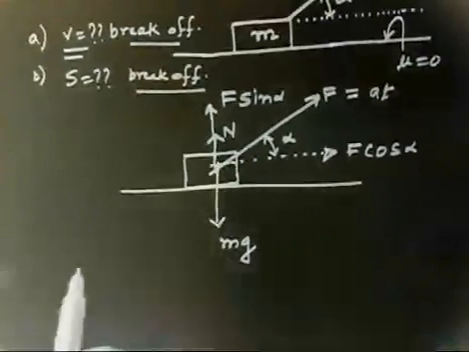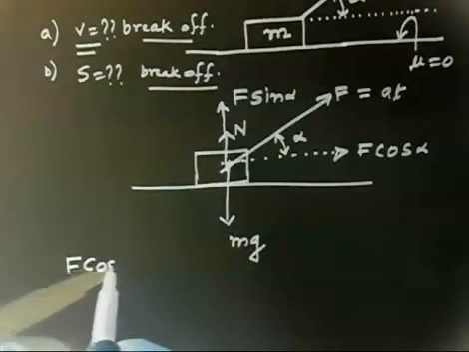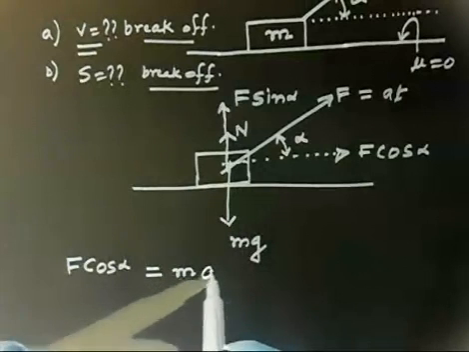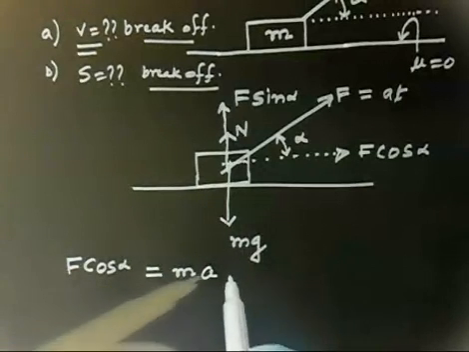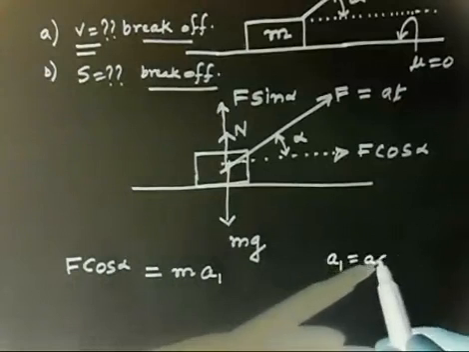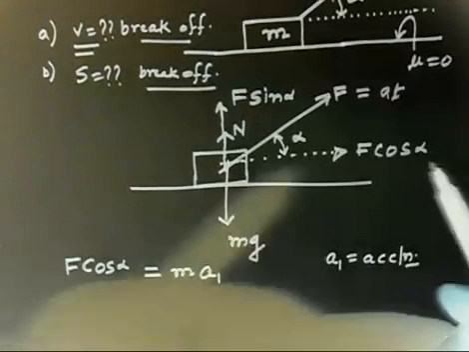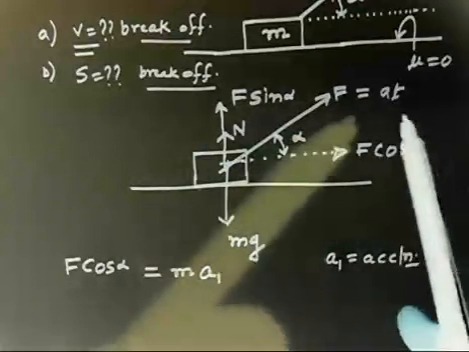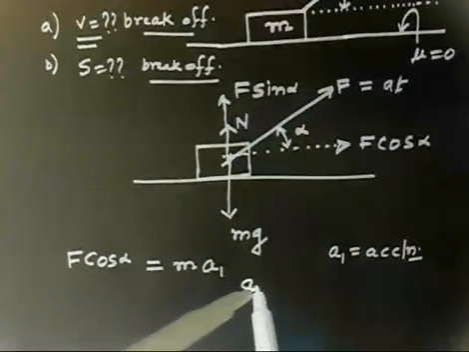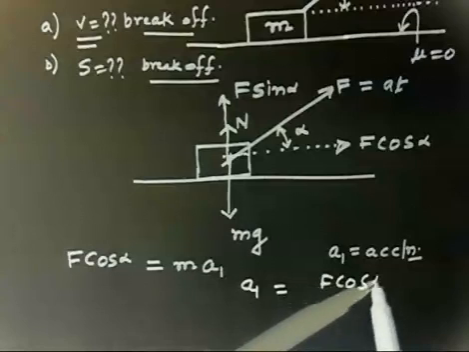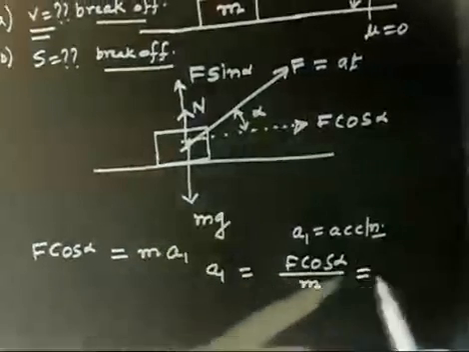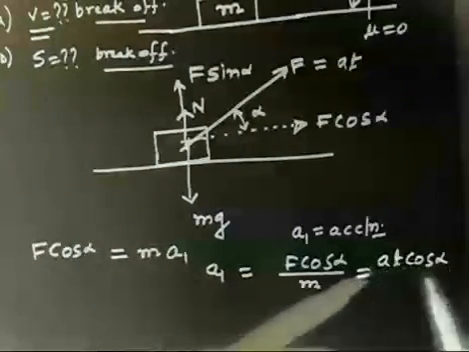If you see in the horizontal direction, what are the forces acting? F cos alpha, and there is no friction, so F cos alpha equals mass into acceleration. Let us call this acceleration A1. Why this is so you will understand, because there is already an a. So the acceleration is F cos alpha by mass m. But F is nothing but a into t, so I can also write a t cos alpha by m. So this is my acceleration.